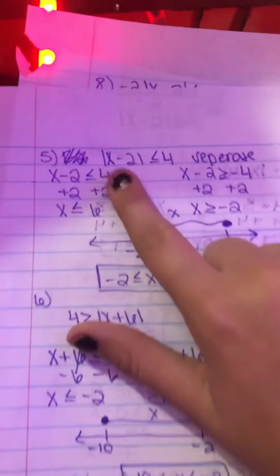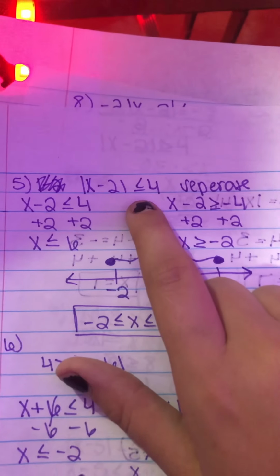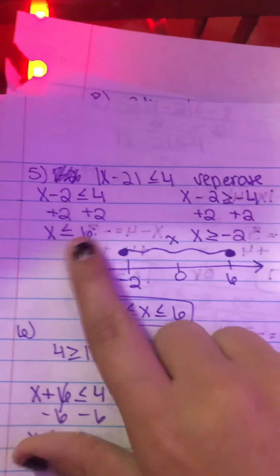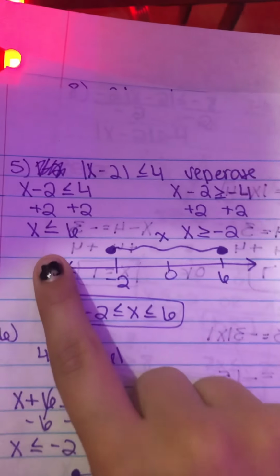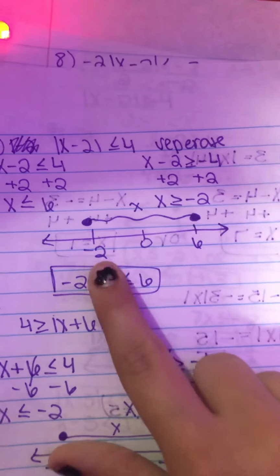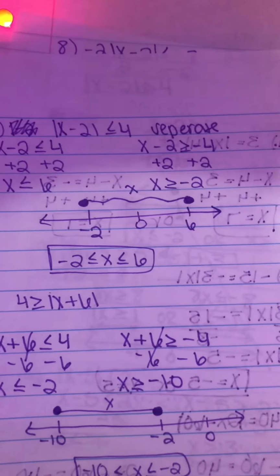And then for 5, I have x minus 2 is less than or equal to 4, so I separated them into 2, obviously, and I added 2 to both sides. Then x is less than or equal to 6, x is greater than or equal to -2, so I graphed it right here. So I got -2 is less than or equal to x, which is less than or equal to 6.